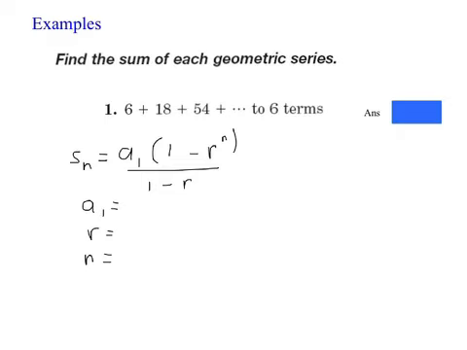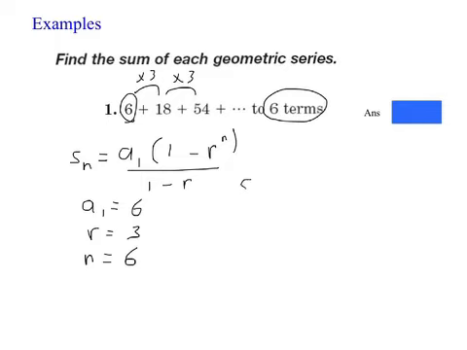Well, what do I have here? I have the first term, so I'm going to put that there. I can see that I multiplied by 3 to get to the next term, so my r value is 3. It wants to know the sum of the first 6 terms, so my n value is going to be 6 as well. Alright, let's plug that in.